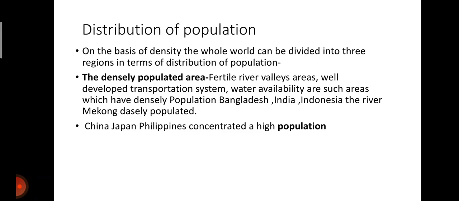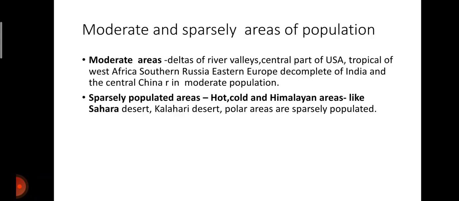These areas may be Bangladesh, India, Indonesia, the Mekong river in Vietnam, which is near Myanmar, the Huanghe river of China and the Nile river of Egypt. These are the densely populated areas. China, Japan, and the Philippines have a concentrated high population.